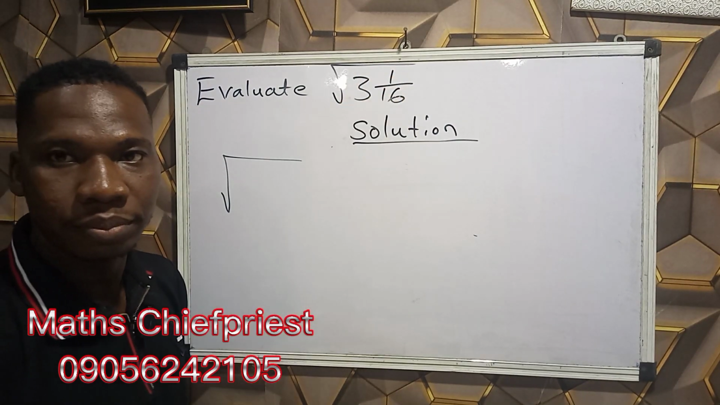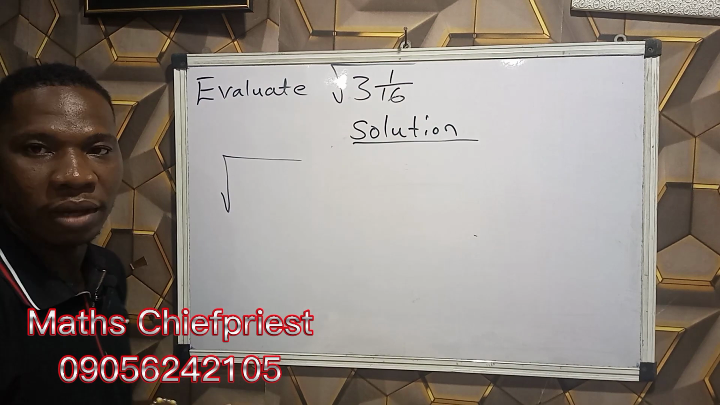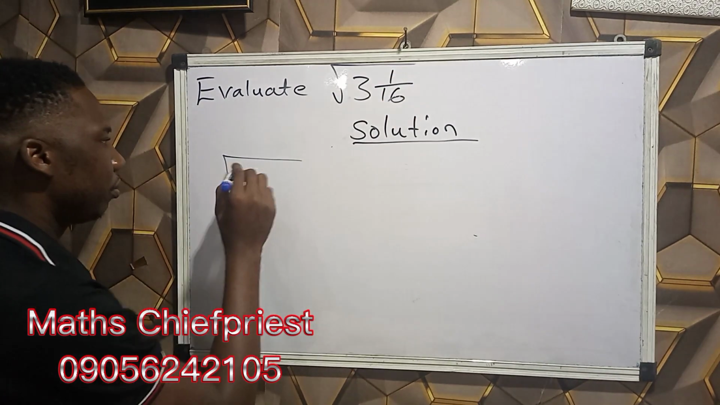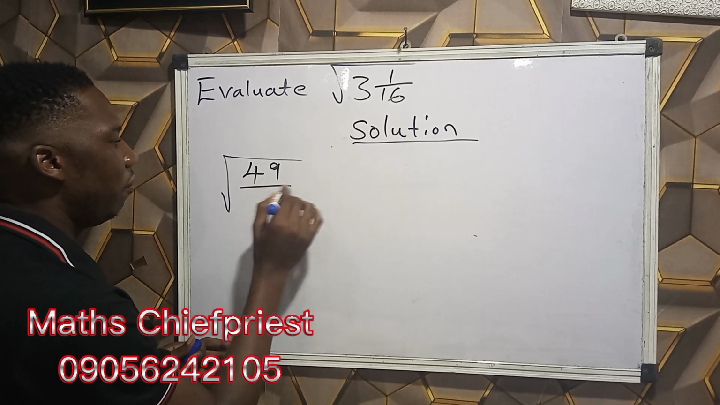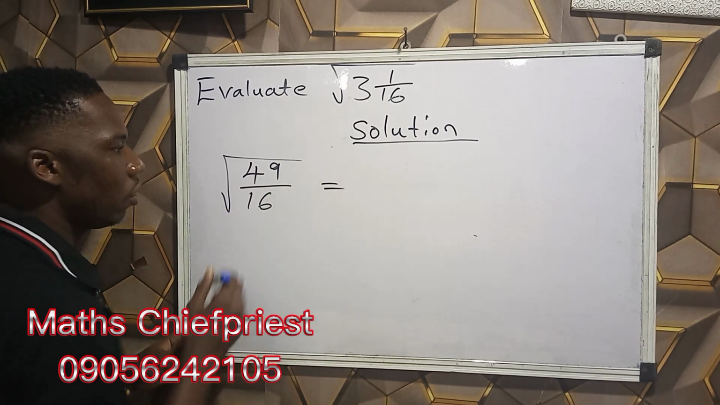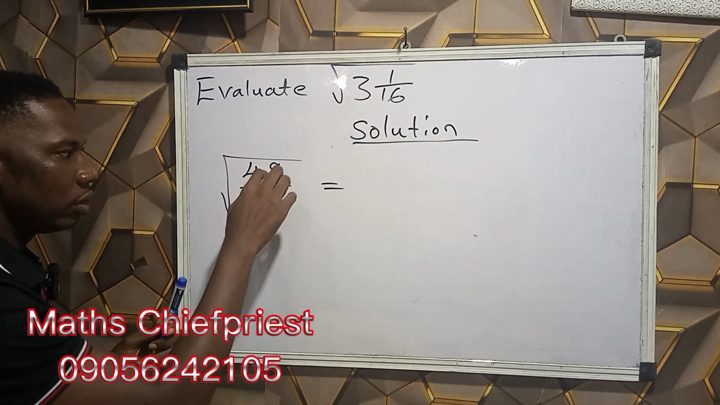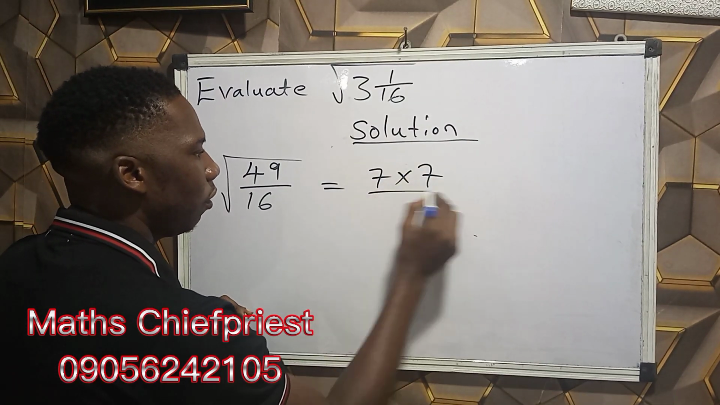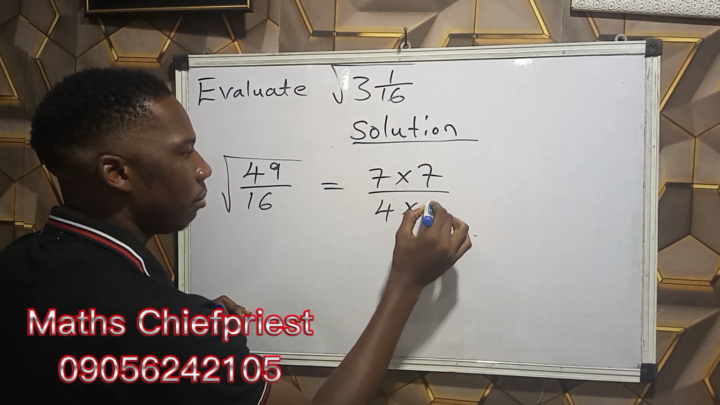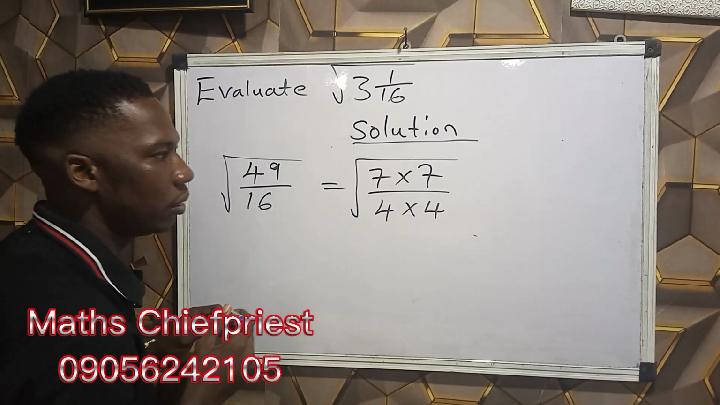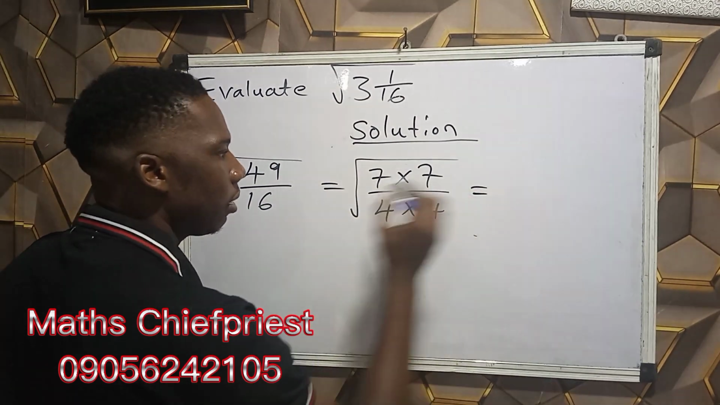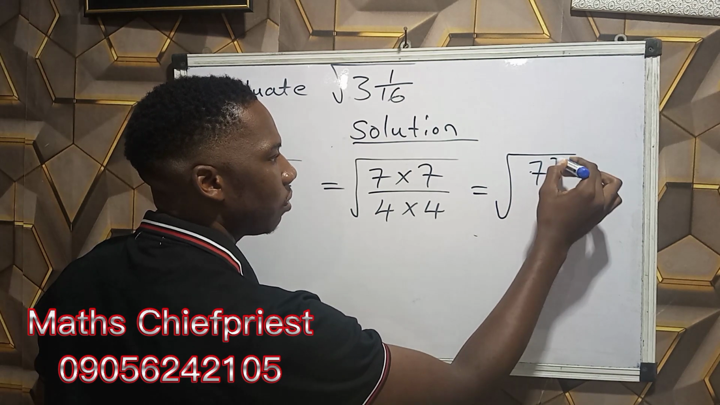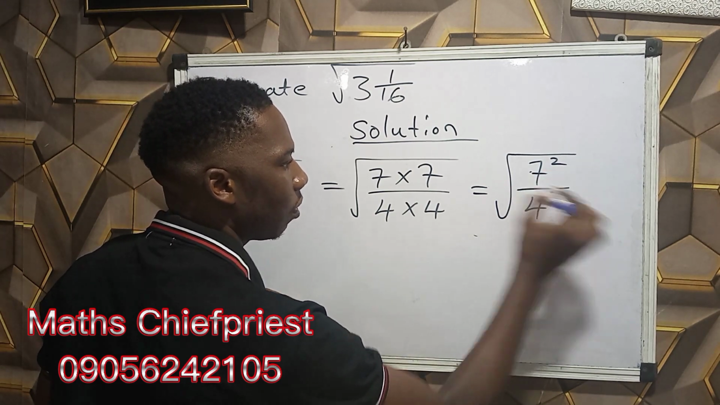16 times 3. If you do the maths, it will give you 48. Plus 1, it will give you 49. 49 over 16, which is equal to the square root. This is a perfect square, which is 7 times 7 over 4 times 4, all square. And this is the same thing as the square root of 7 square over 4 square.